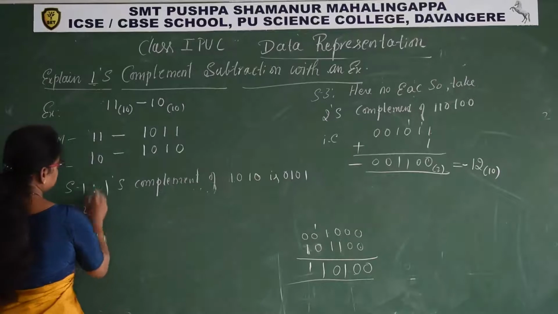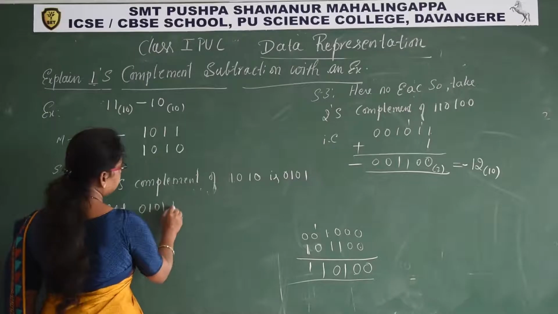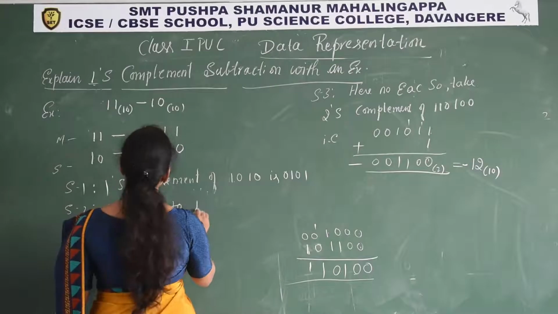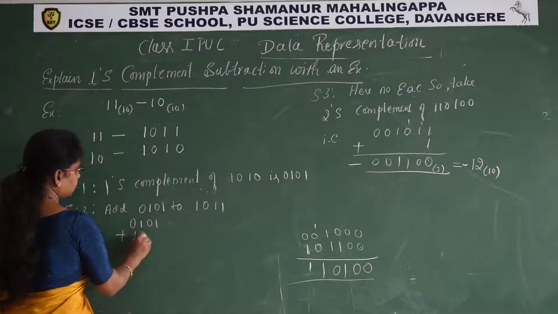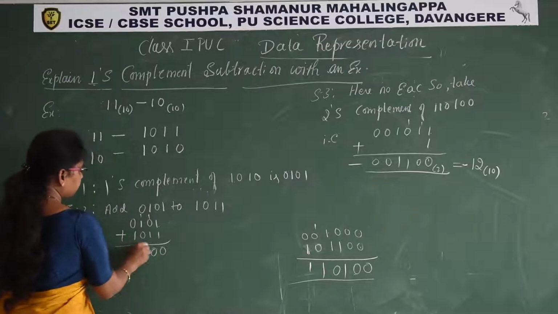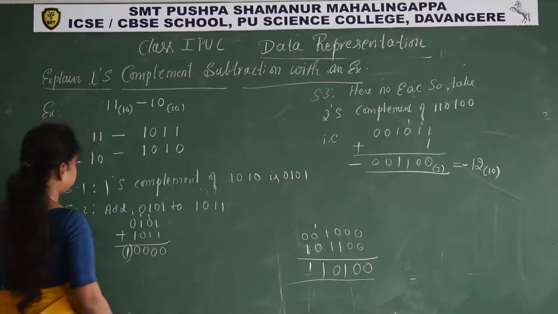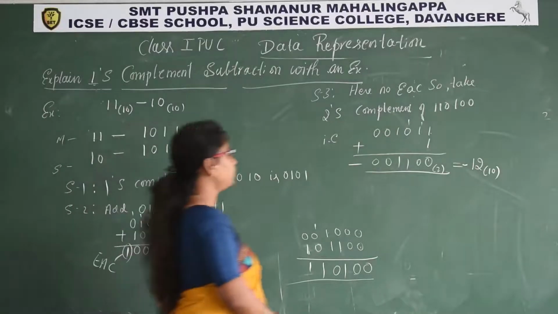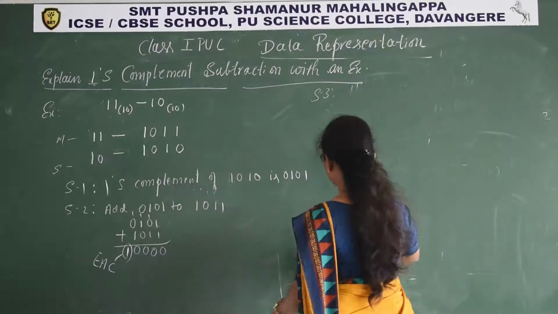Step 2, add 0, 1, 0, 1 to the minuend, that is 1, 0, 1, 1. 0, 1, 0, 1 plus 1, 0, 1, 1. 1 plus 1, 0, carry 1. 1 plus 1, 0, carry 1, 0, carry 1, 0, 1. Here we get the end around carry. So it's a ones complement subtraction, and we have to add the end around carry to the LSB of the result.